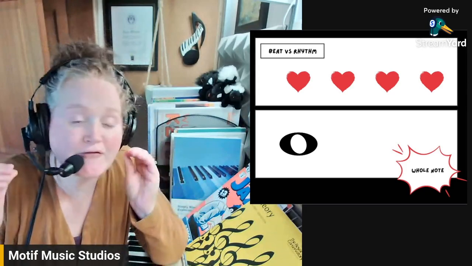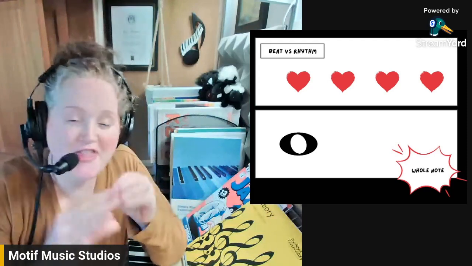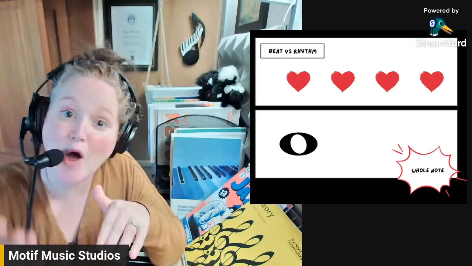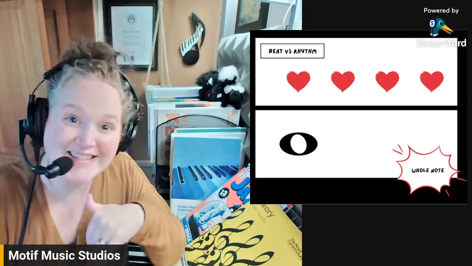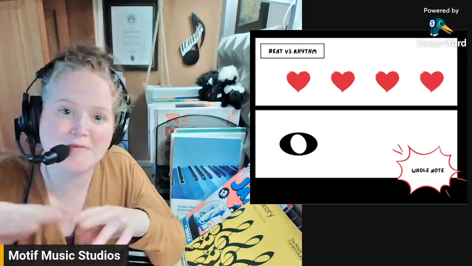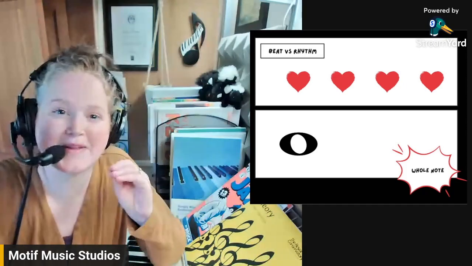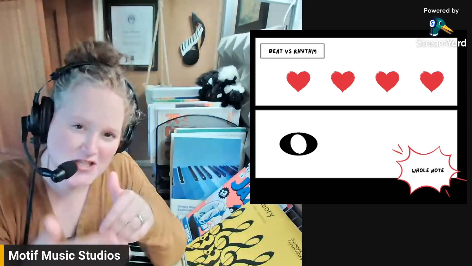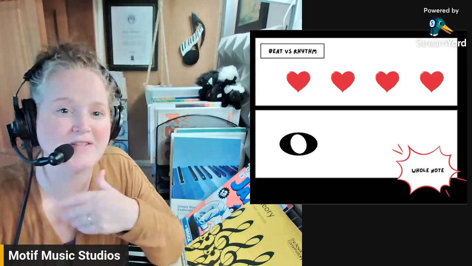So that can be a great first way of thinking about beat in music and finding that pulse that is steady and continues. Now, we can have rhythmic flexibility or beat flexibility if we're slowing down or speeding up on purpose, but generally that's the consistent pulse of music.